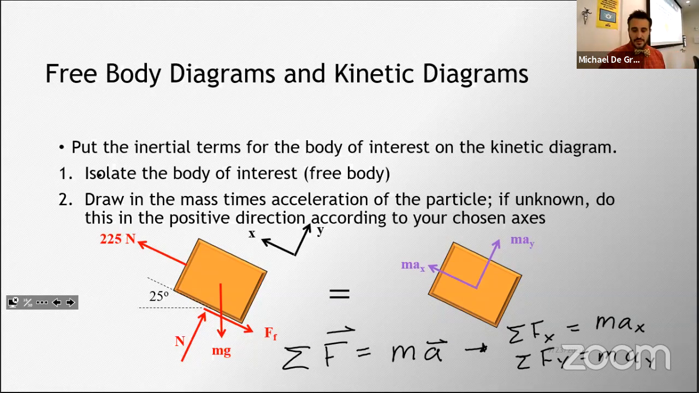We can sum all of our forces in the x direction, which in this case would be 225 minus the force of friction minus the x component of my weight, as equal to my mass times acceleration in the x direction. And in the y direction, we can do the same thing. We can say N minus the y component of my weight is equal to mass times acceleration in the y. So we can use this to build our equations, and it's a handy reference for us because we will automatically, hopefully, be able to see what we have going on.